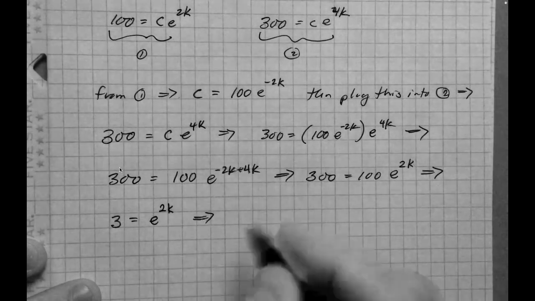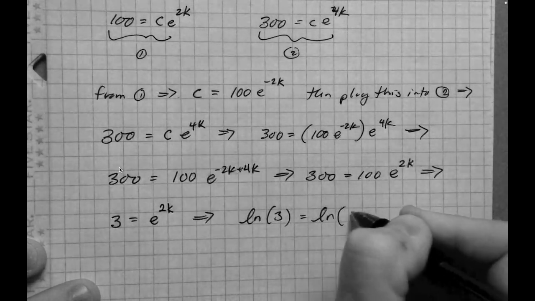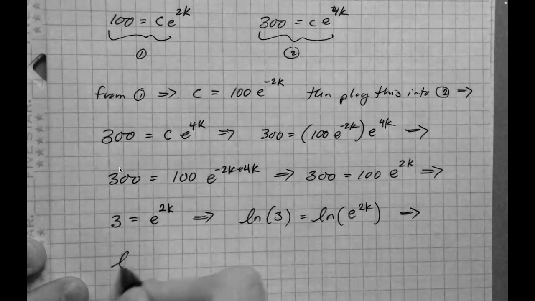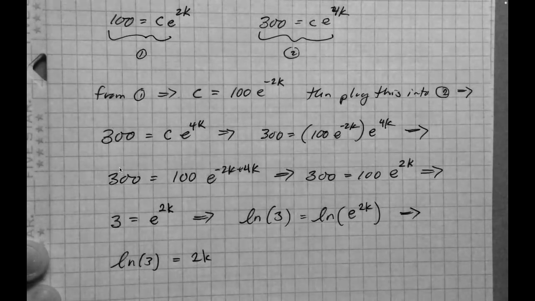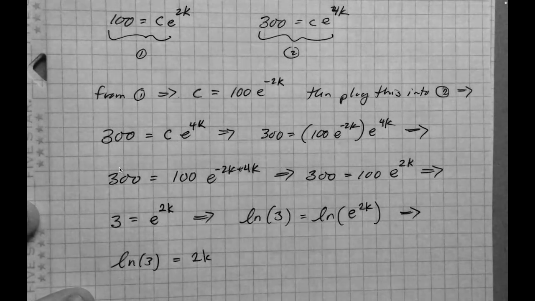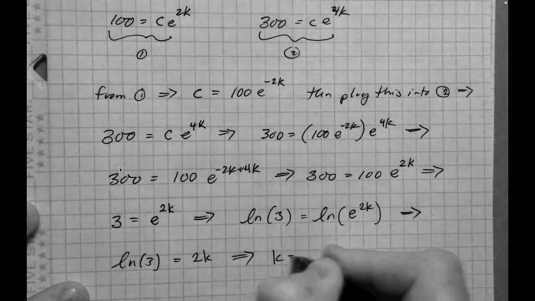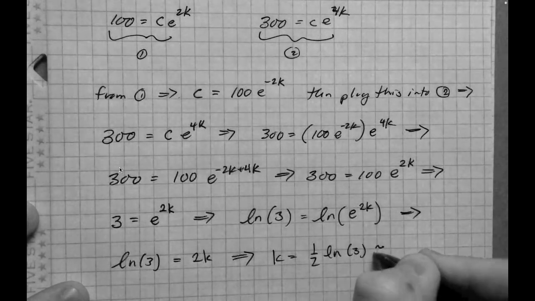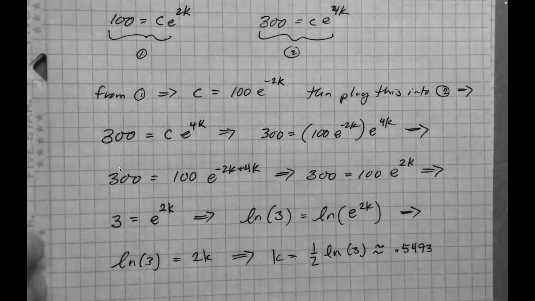Let's take the natural log of both sides. So ln of 3 equals ln of e to the 2k. And that means ln of 3 equals 2k. So, kind of similar to the previous proportionality constant we derived, we get k equals 1/2 times the natural log of 3, which is approximately 0.5493.